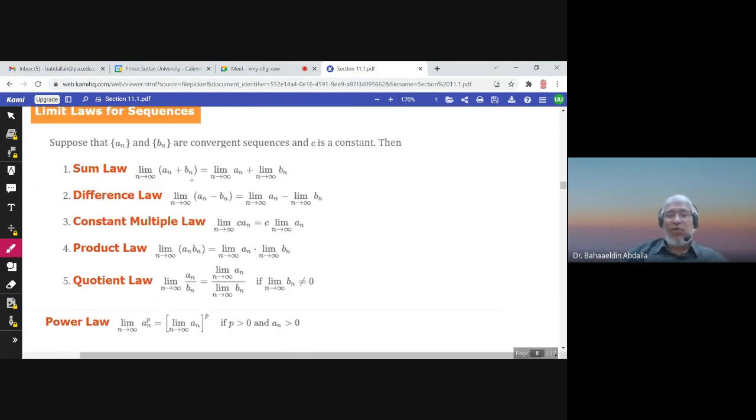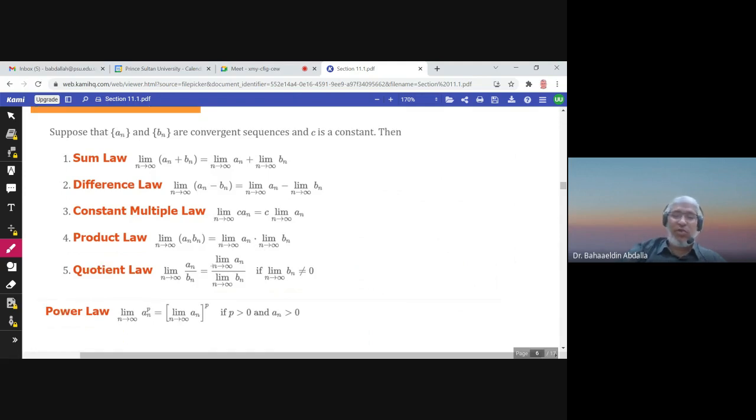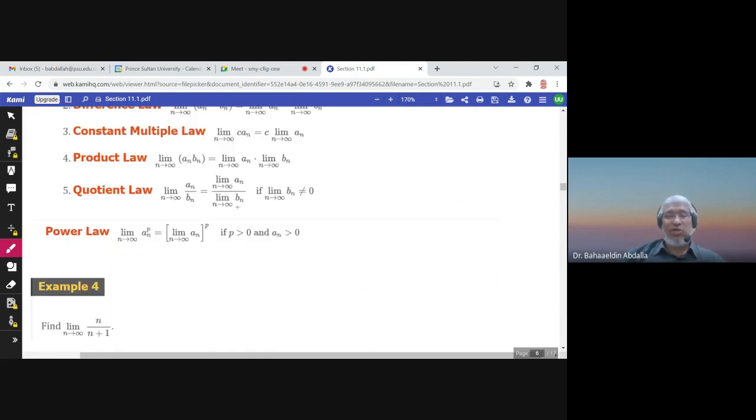The limits, we know the laws of the limits. They work here, of course, because we have a limit when n goes to infinity. So we have the sum law, difference law, constant multiple. You can take the c out of the limit. The limit of a product is the product of limits, the product law, also the quotient law. Also the limit of an to the power b is the power of the limit of an.